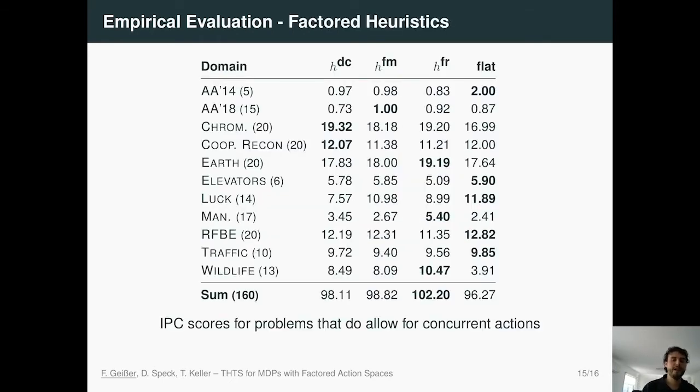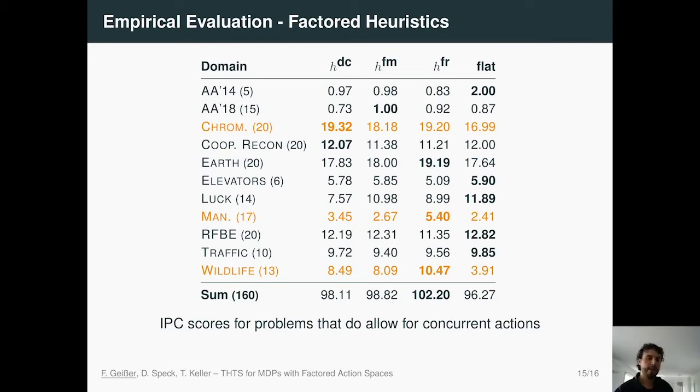perhaps the most interesting result here, and that is the IPC score for problems that do allow for concurrent actions. So basically here, for each of the different domains, we aggregated the IPC scores, and you can see in this table, basically these 3 columns here are different factored heuristics. So all of these configurations represent a factored representation, whereas this column here represents a flattened representation, so the original baseline or the original configuration of the PROST system. And the most important part here is that we can see that we outperform the flattened representation for problems that allow for concurrent actions. And mostly, this is due to 3 domains, chromatic dice, manufacturer, and wildlife preserve, where we can get the most out of the factored representation.